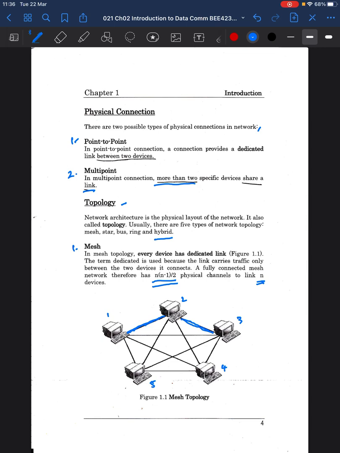Let's say n equals 5, so the number of links equals n(n-1)/2. 5 minus 1 is 4, 5 times 4 is 20, over 2 equals 10. So how many is it? One, two, three, four, five, six, seven, eight, nine, ten. If you don't believe it, you can count on your own.